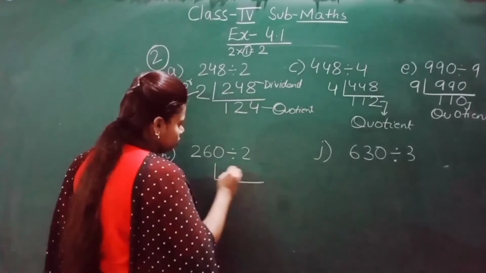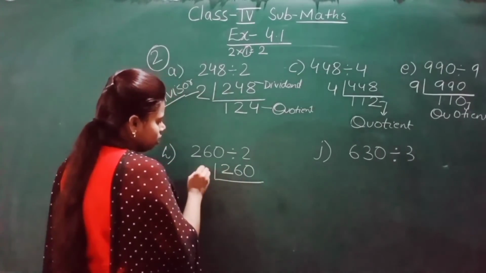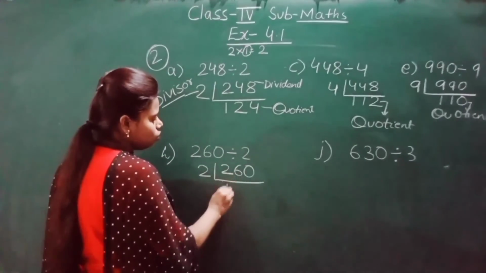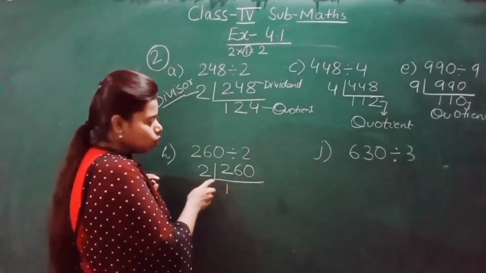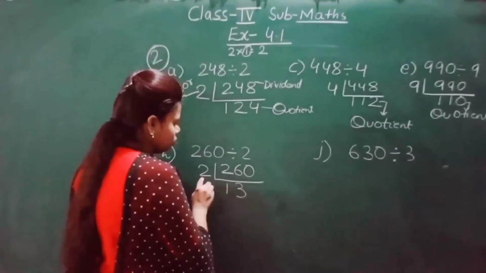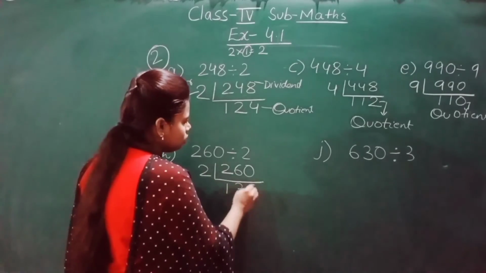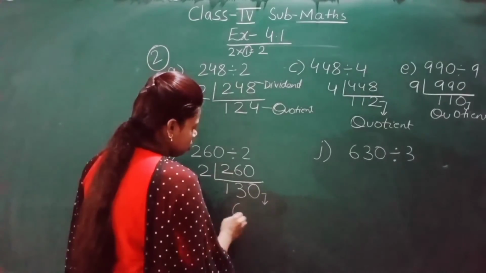Okay, again see this one. Divisor will be outside. 2 how much are 2? 2 1 ja 2. 2 how much is 6? 2 3 ja 6. 2 how much is 0? 2 0 ja 0. So this is the quotient.